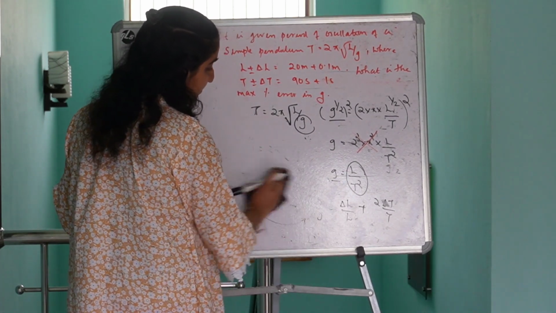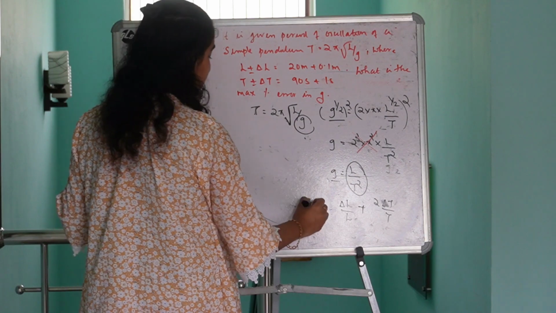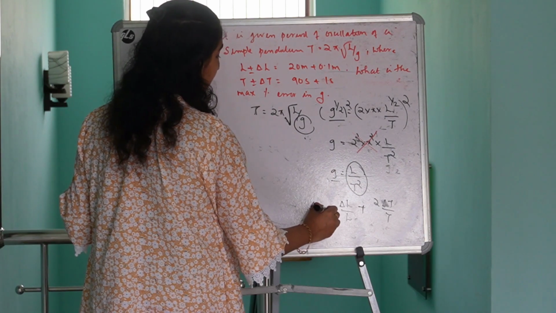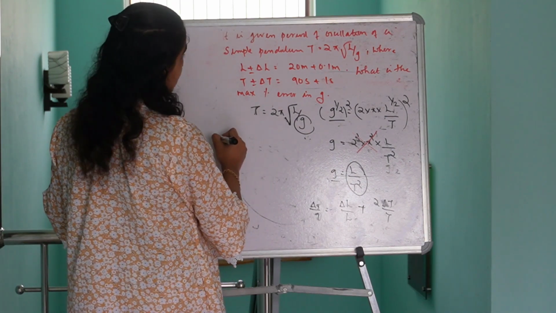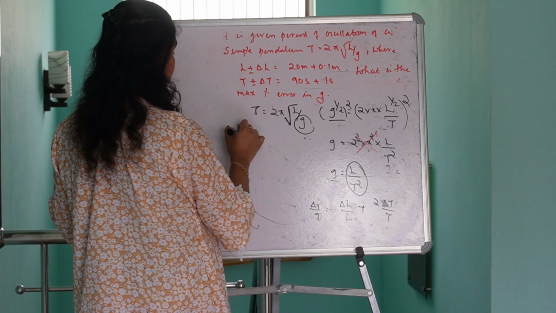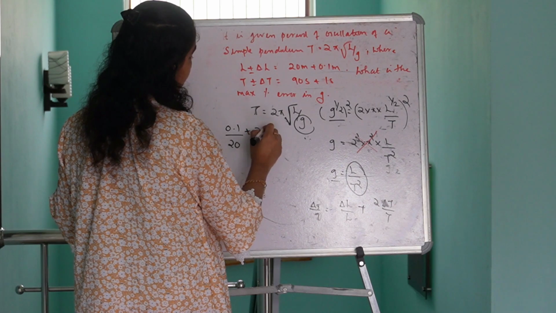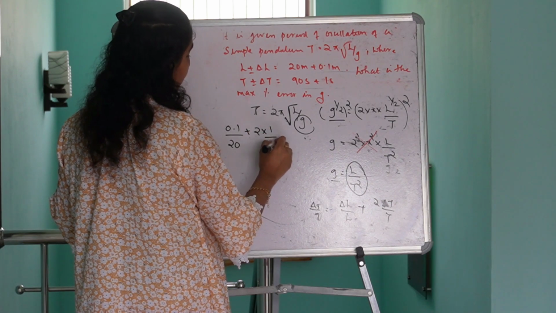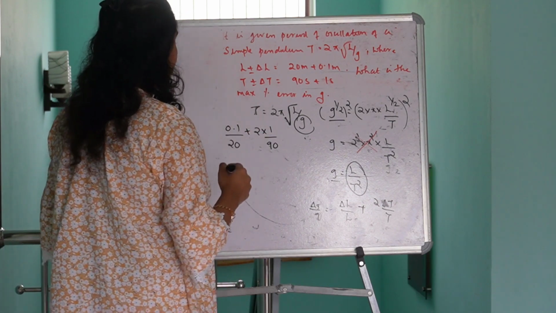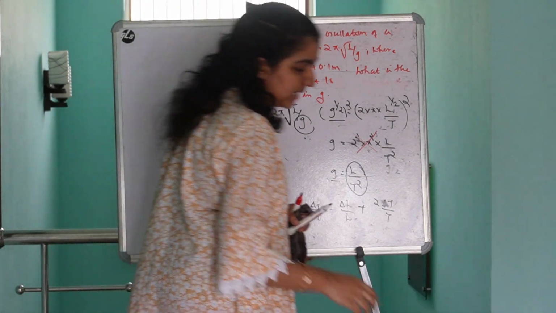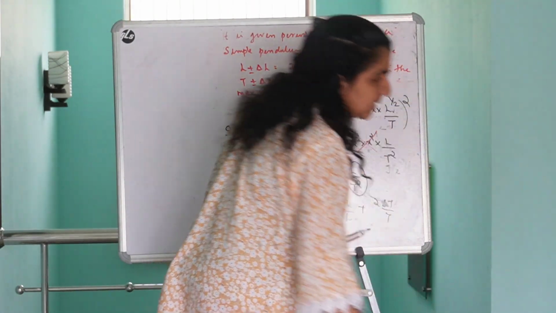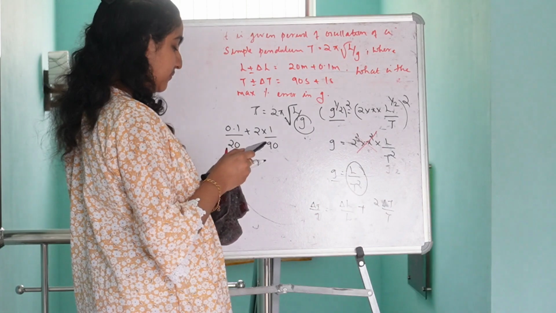Here we have to simply substitute the values for del L and L and del T and T. So what is del L? Del L is equal to 0.1 divided by 20. Plus what is del T? Del T is equal to 1 divided by T is equal to 90. So once you solve this, you will get the answer, and you have to find the relative error in percentage.